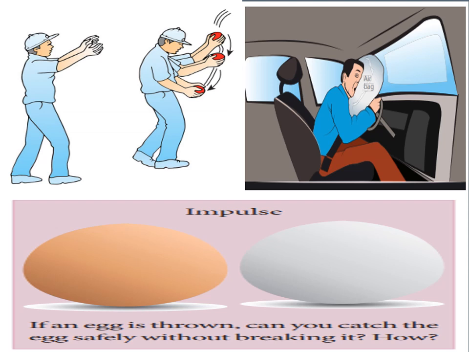If an egg is thrown, can you catch the egg safely without breaking it? When a ball or an egg is thrown and you are catching it, how are you catching? It is like the ball, because your focus is on the egg only. Your hands will be ready for that power. For a ball, our hand should give more power to catch it, but for an egg we will give the power according to it. So that is the impulse, a large force for a short duration. This is called impulse.